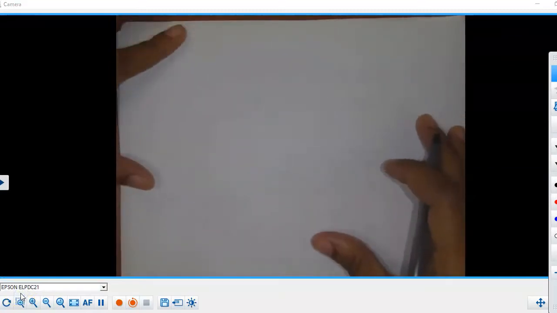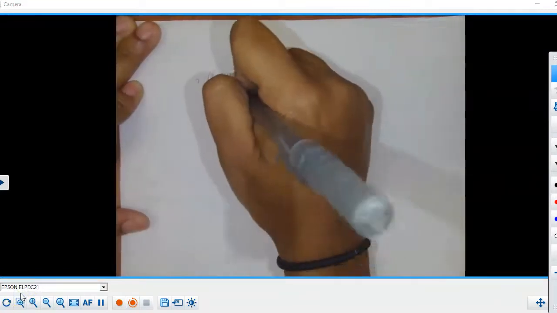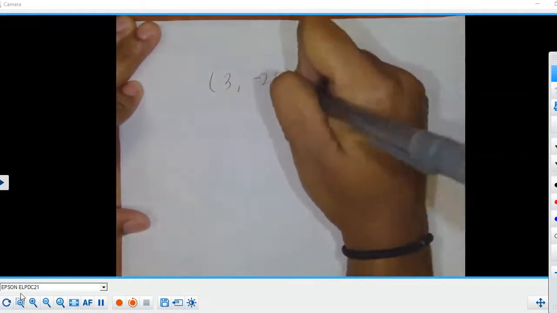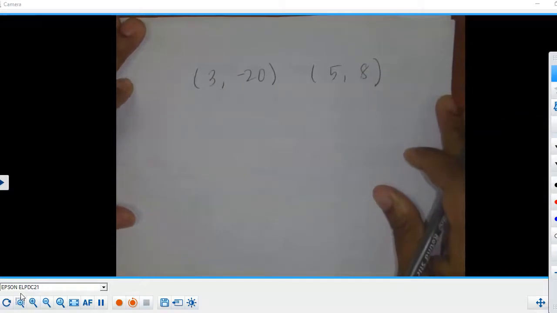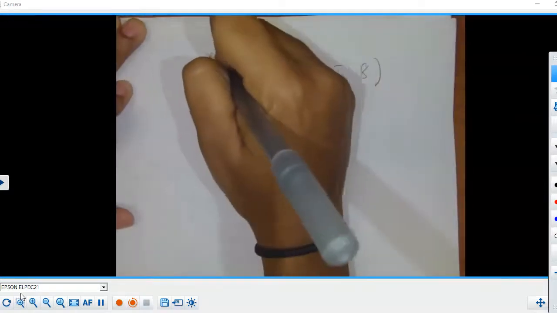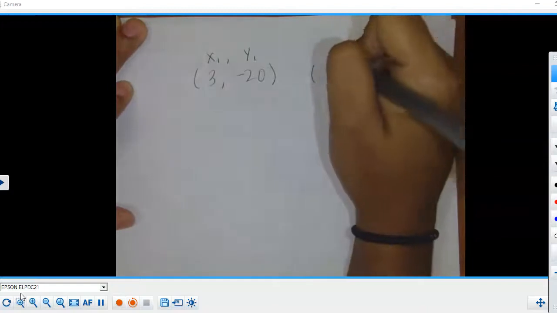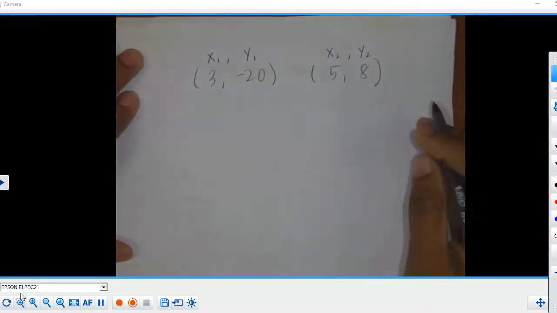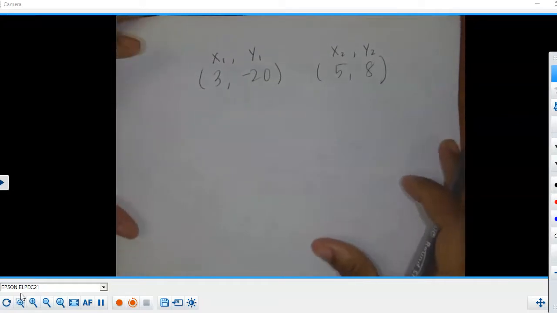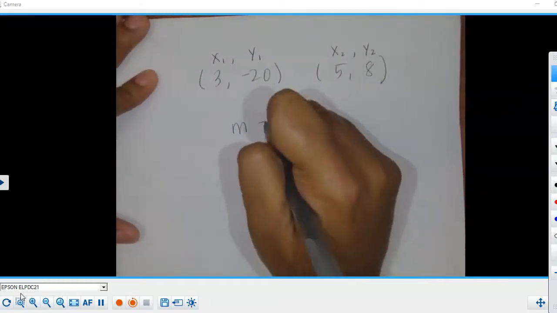So again, you're given 2 points. Let me zoom out. Okay guys, here's the next one. What if I have 3, -20, and then 5, 8? All right, so again, this one is our x1, y1. This one is x2, y2. Okay? So what we're going to do here is, again, I write my formula, m is equal to.